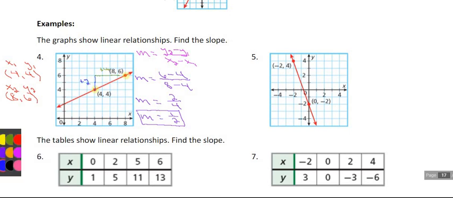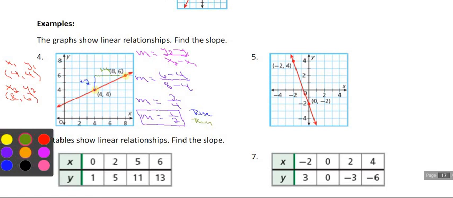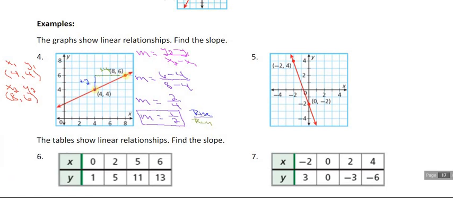So if I do rise over run, they were both positive, so my rise was positive 2. My run was positive 4. That also simplifies to 1/2 for my m, my slope. Okay, so an additional way to check our work.